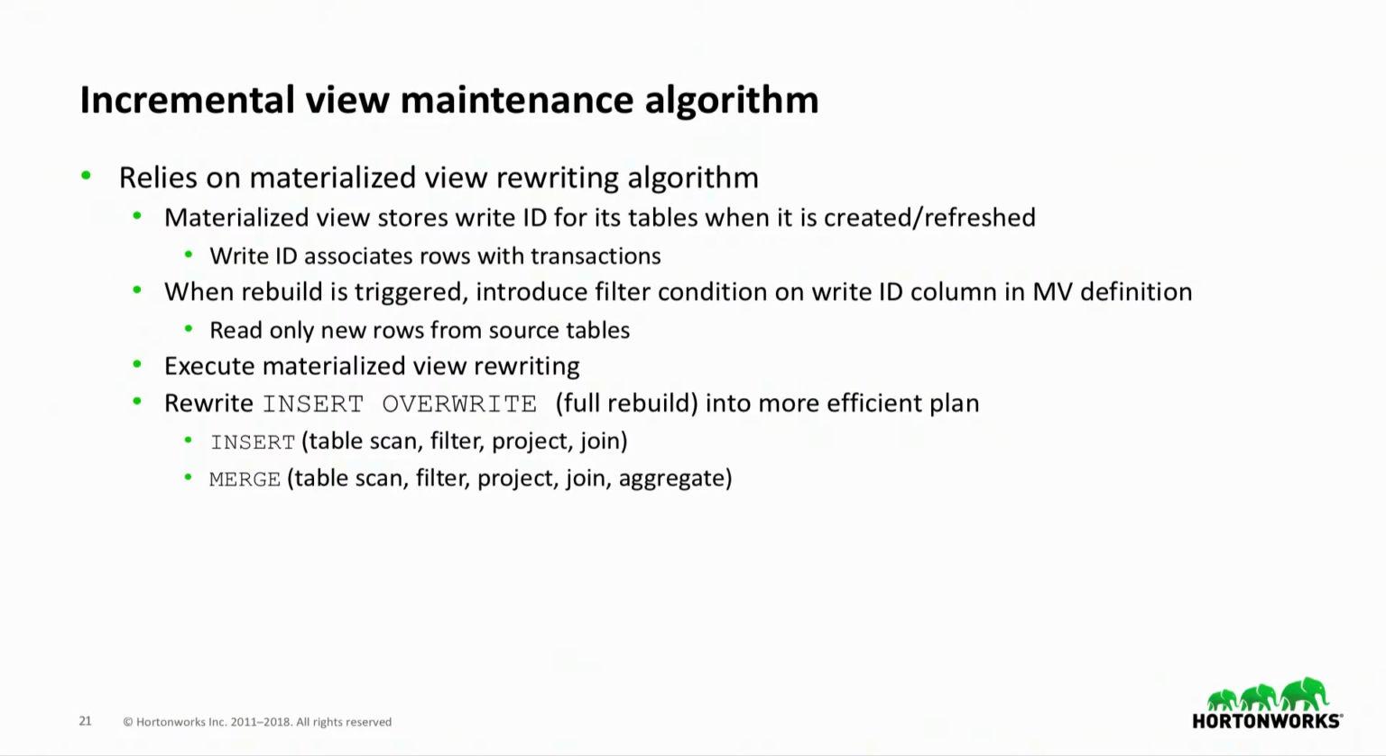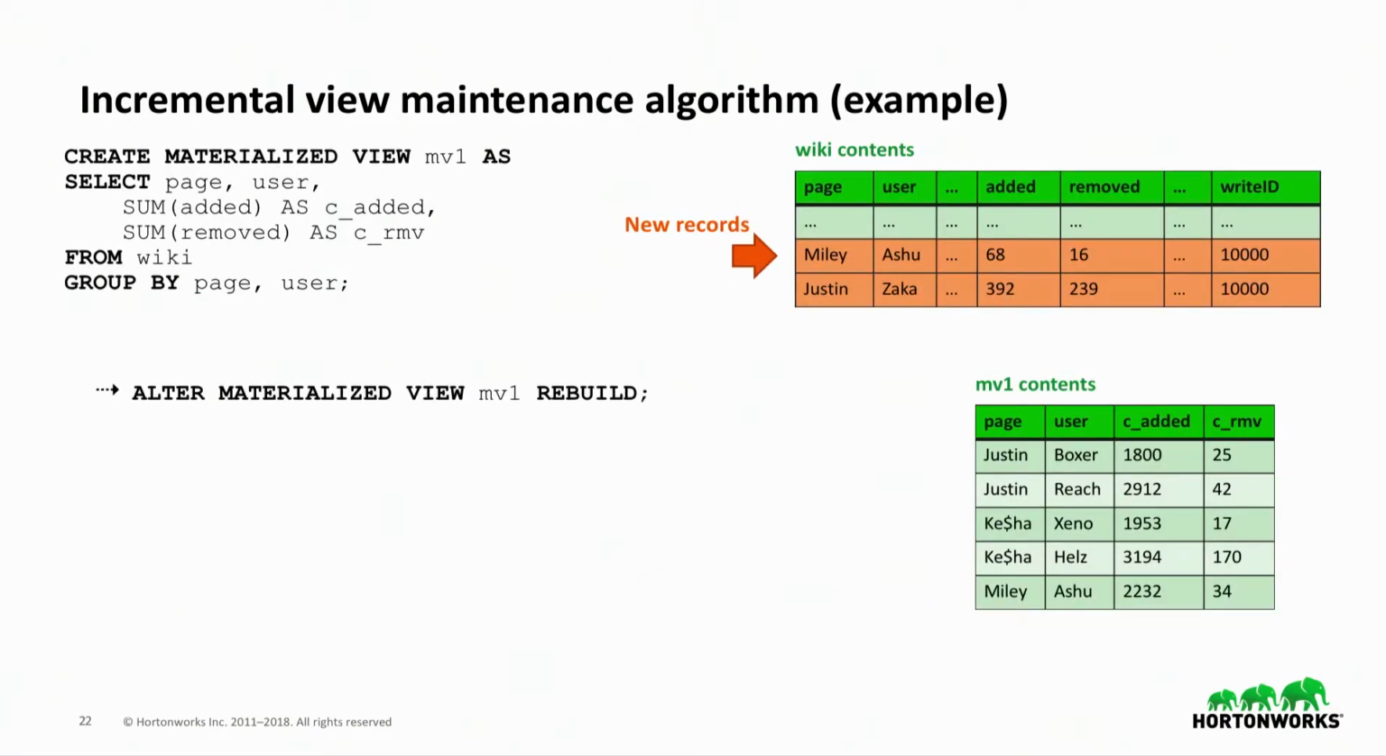So how this works is that we will rewrite it into an insert overwrite with a union, where you union the data from the materialized view and the new data from the source tables. Then this insert overwrite, we transform it into an insert if the materialized view is table scan filter project join. If the materialized view has an aggregate, this is equivalent to a merge operation, because, as I will show in the next slides, you may need to update some of the records or insert new records into the materialized view. So let me show it with an example.